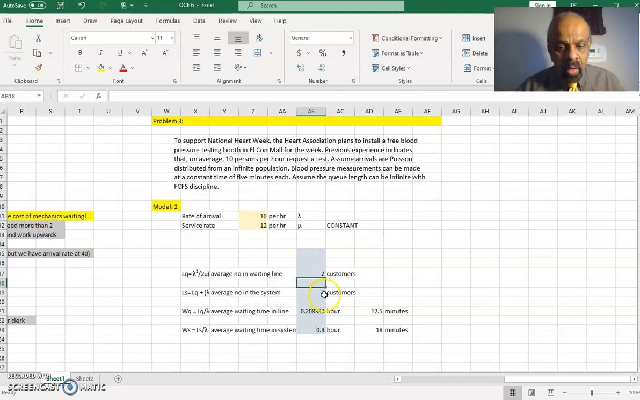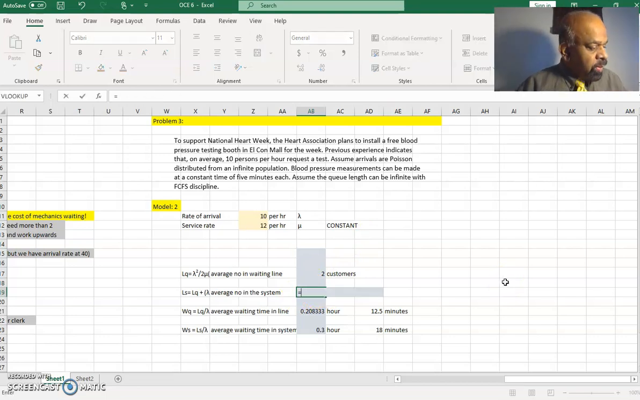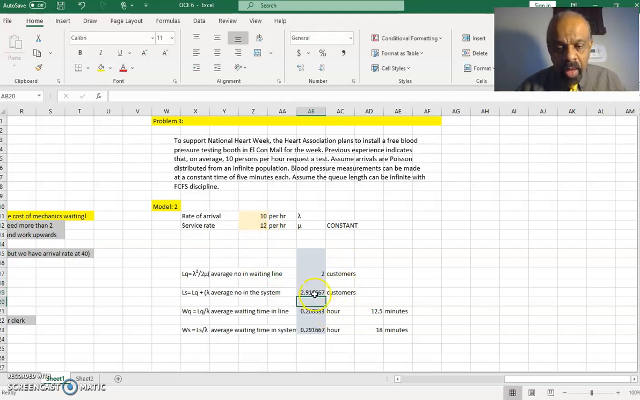Okay, LS, according to figure 7.11, is going to be equal to LQ, which is 2, plus lambda over mu, which is 10 divided by 12, and that comes to about 2.91, and I'm going to round it to make it equal to 3 customers.